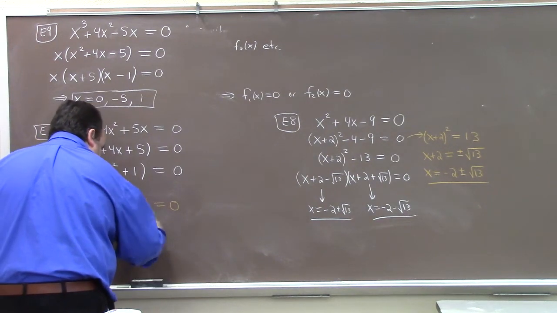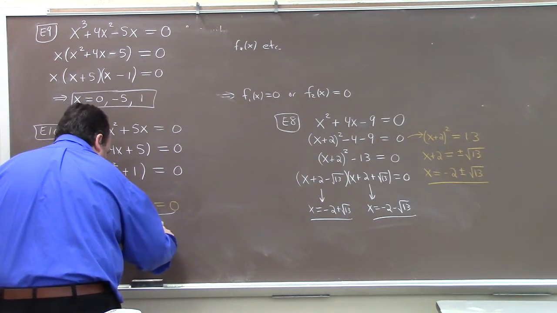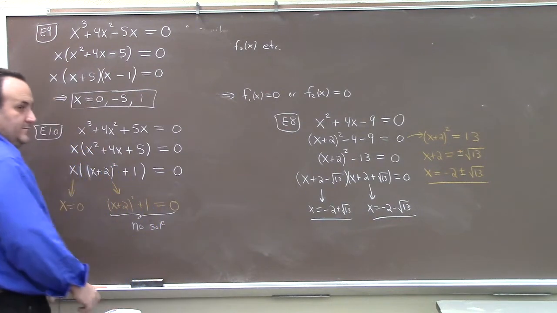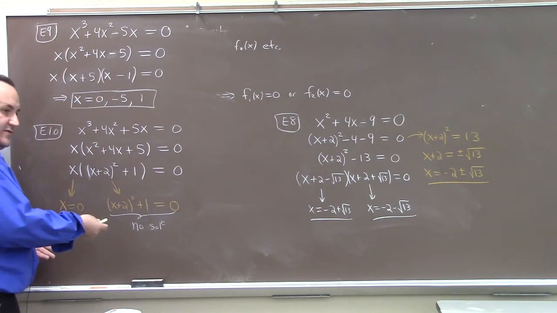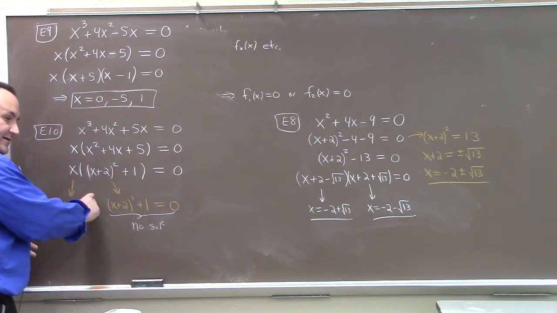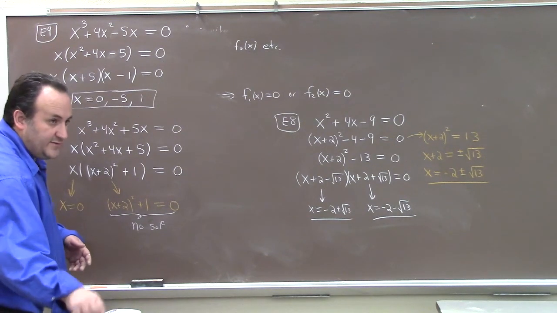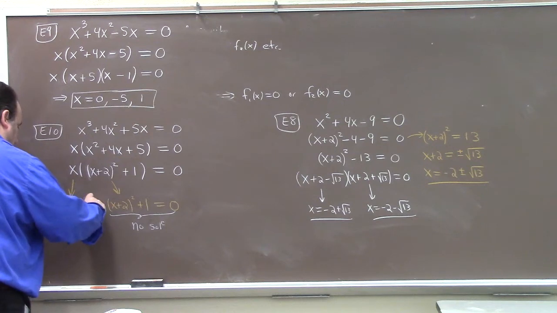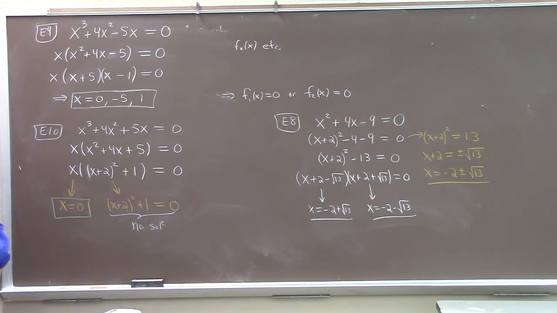Now, is there no solution for the problem? No, there is a solution for the problem, right? What's the solution? The solution is just right here. It's simply x equals 0. That's your sole solution. So a cubic equation, sometimes it's got 3 solutions, like in example 9. Sometimes it's just got 1 solution, right? Depends on the problem. Just like a quadratic equation, it could have 2 solutions. It might have no solutions, right?